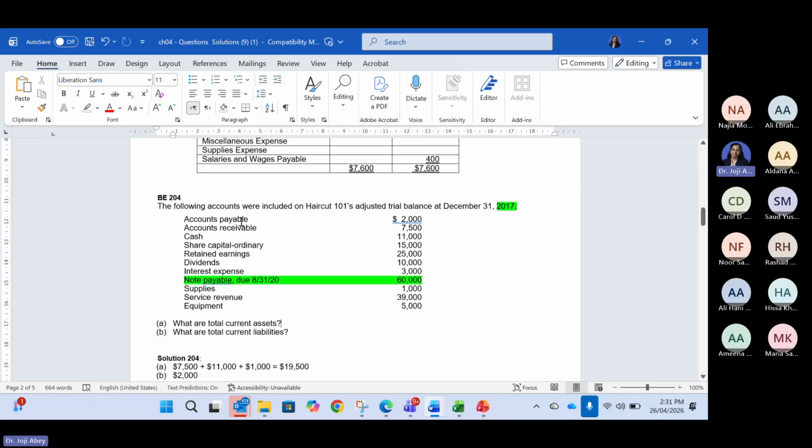So accounts payable, liability; accounts receivable, asset; share capital, retained earnings, dividends, interest expense. Only the new things, no new item: supply, service revenue, and equipment.